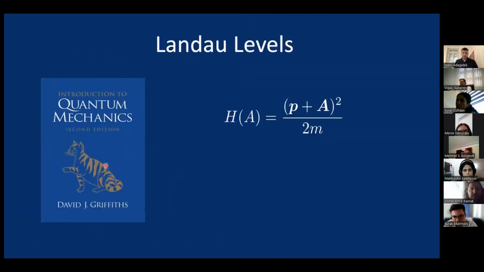So now let me just start from Landau levels. Of course, you all remember your quantum mechanics courses. Here it is, David Griffiths, Griffiths' book. So you remember that you have a Hamiltonian, which is our usual free Hamiltonian, p squared over 2m. You turn on the magnetic field. You do that by basically adding a gauge potential, the gauge vector potential A.